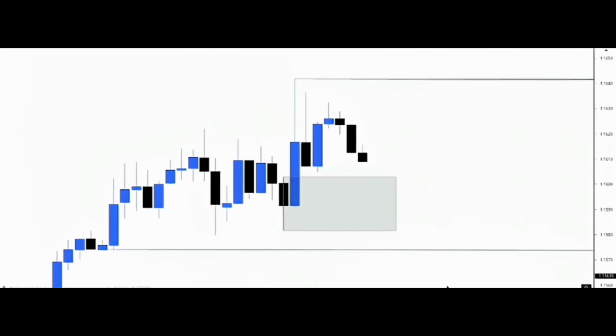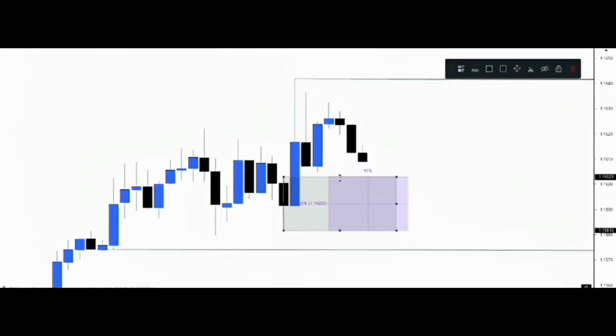Now there are two ways you can refine this zone because it's too large. Remember, this is 1H. So two ways to refine this zone: either you use your flip tool and mark the 50% of this entire zone, and this will be your 50%. So you can do the 50% like this. You are waiting for price to come and tap into this 50% before you take your trade.